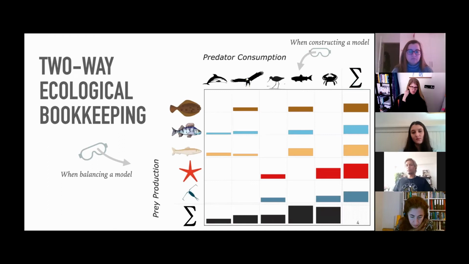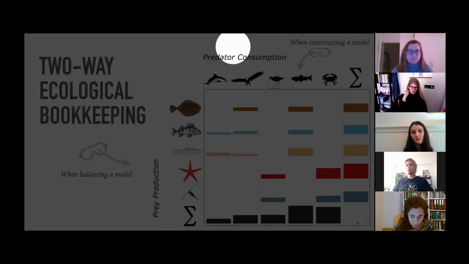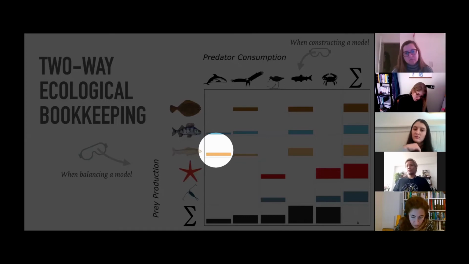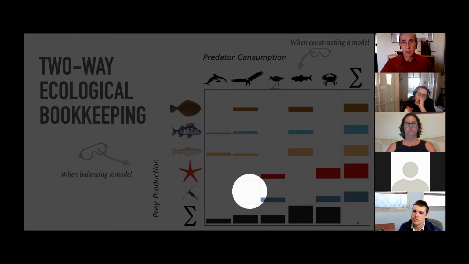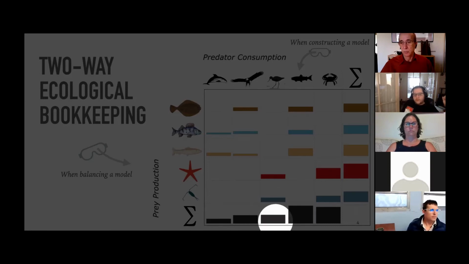Here's another way of looking at that, because what we're talking about is two-way ecological bookkeeping. That's what Ecopath does. So when you make your model, you do it from the predator's point of view. You say for a given predator, what's the diet composition of that? It's this much and it's this much. So this is what you put in your input data, which results in a consumption by that predator, which is this big. And you do that for each of the predators. You define the diet composition all the way down, and that results in some consumption rates, and this is how much they consume.